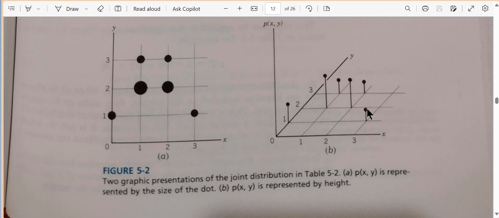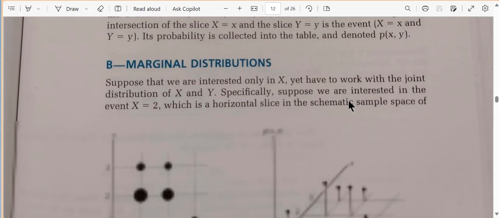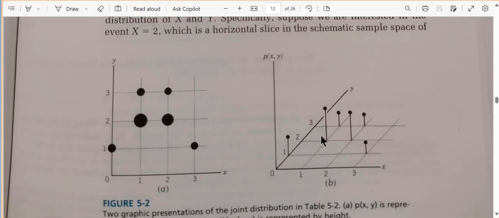And then we can just signify the probability, the joint probability, by the height. So on the z-axis. So for example, this is 0.26. This is x equals 1 and y equals 2. So x equals 1 and y equals 2. So this would be 0.26. This would have a height of 0.26.